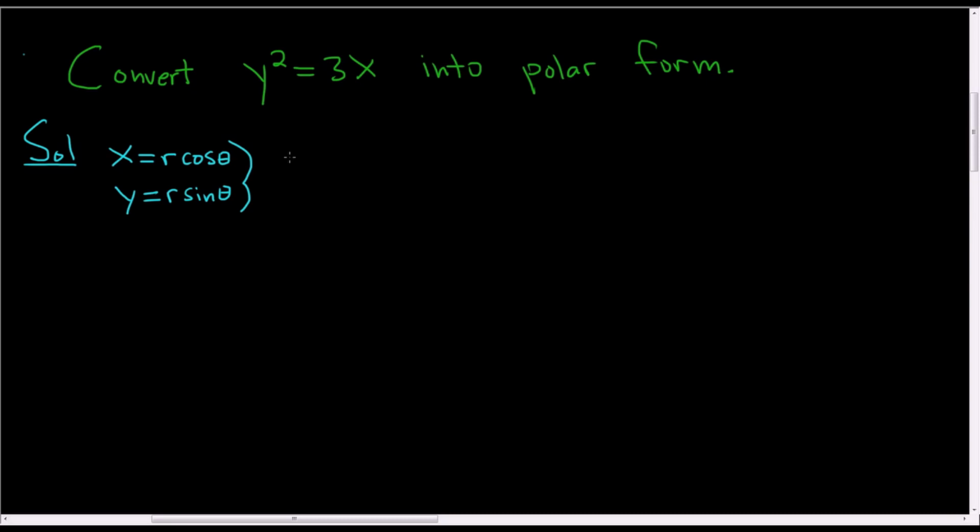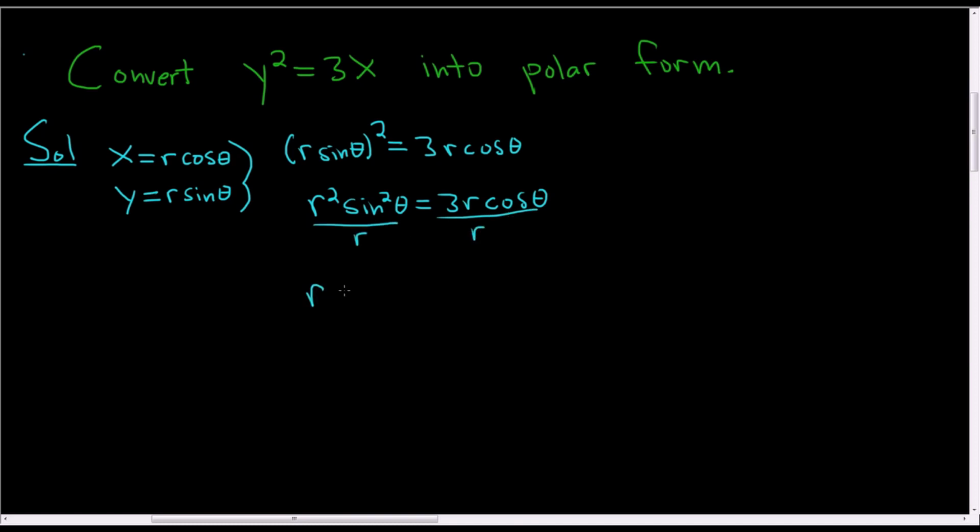So if we replace y with r sine theta, we get r sine theta, and it's being squared. And then here we have the 3, and then x was r cosine theta. So r cosine theta. To finish, we have to solve for r. So let's maybe simplify the left-hand side first. So that will be r squared sine squared theta equals 3r cosine theta. And maybe divide by r. So divide by r, so we get r sine squared theta is equal to, these cancel, so we get 3 cosine theta.